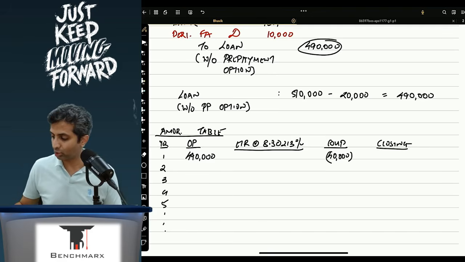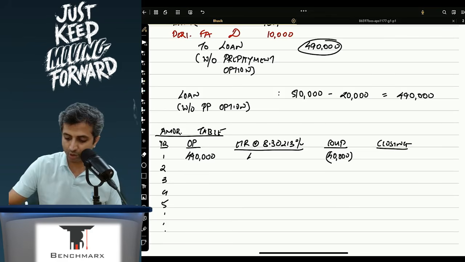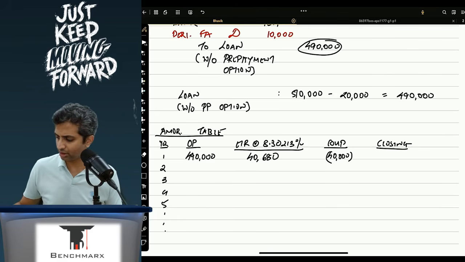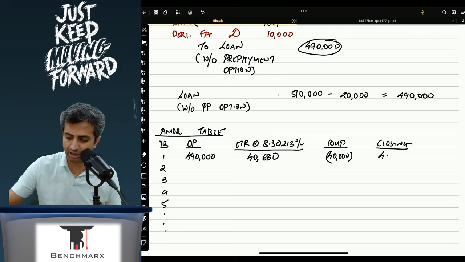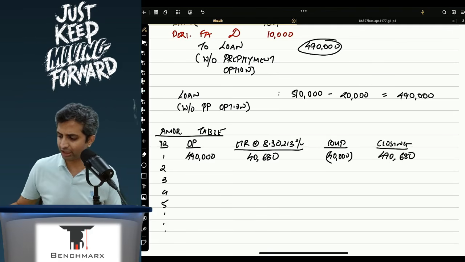So you can do the calculation. 4,90,000 into 8.30, 213%. What is this? 4,90,000 into 8.30, 213%. Maybe this is 40,680 approximately, plus 4,90,000 minus 40,000, and this comes to 4,90,680. You do this working time and again.